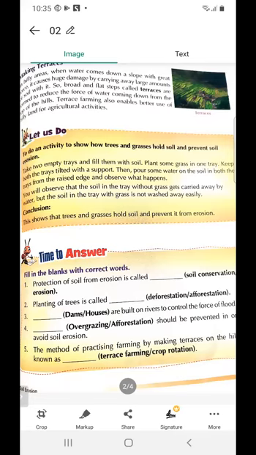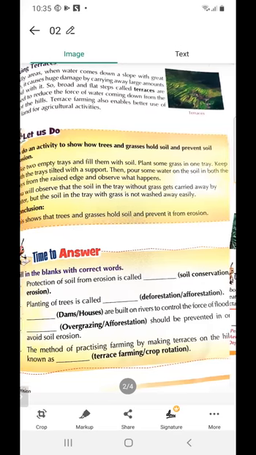For doing this activity, we need soil. Second is 2 empty trays. Third is water. So you have to take 2 empty trays and fill them with soil.